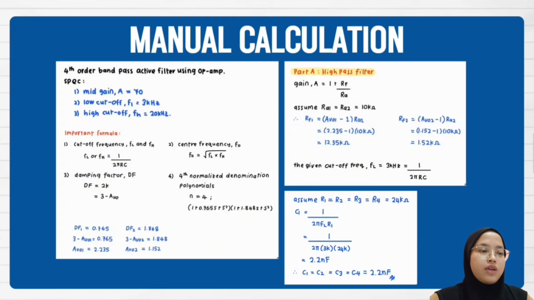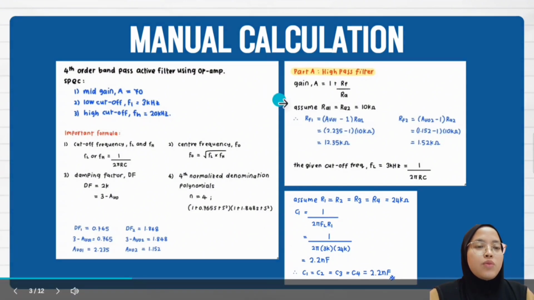So we have been given the specification, which is the mid gain value equal to 70, the low cut-off frequency equal to 3 kHz, and the high cut-off frequency equal to 20 kHz. Since we know that this is the fourth order bandpass active filter, we're going to use the fourth normalized denominator polynomial, n equal to 4, where the value is (1 + 0.765s + s squared) times (1 + 1.848s + s squared).